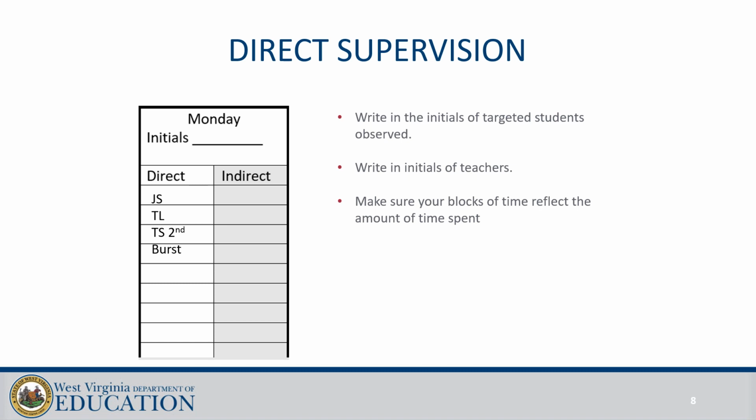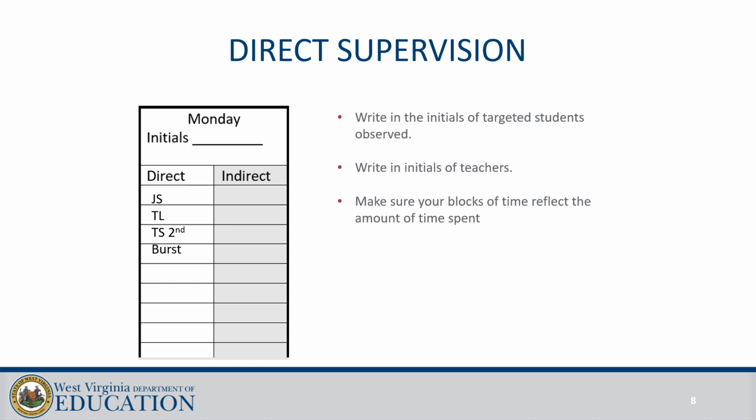When direct supervision is provided, the activities are listed in the direct column during the corresponding time spent. It is recommended that you use initials for the students' and teachers' names. In this example, JS and TL, both students, were observed for half an hour each. Then the SLPA provided burst therapy, 5-minute kids, in TS's second grade classroom for 1 hour, while the SLP observed.